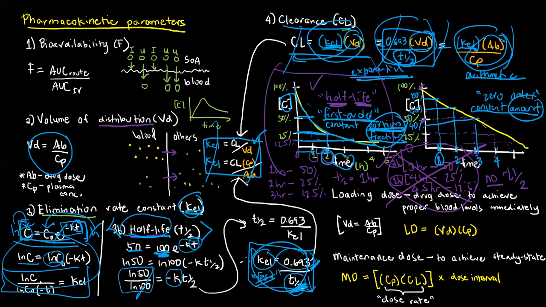Or if the clearance is very low, the patient has some kind of disease and the clearance goes down. Maybe I need to reduce my drug administered because the patient's not good at getting rid of it. So I should also reduce the amount I'm giving because it will accumulate if I don't. So those are practical implications in advanced discussions that will be important with regards to the significance of clearance.